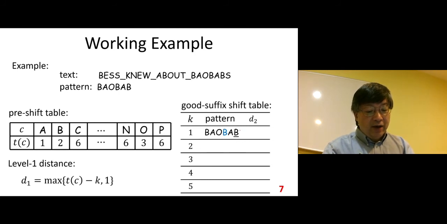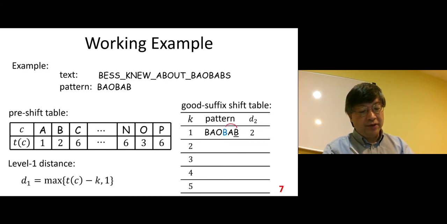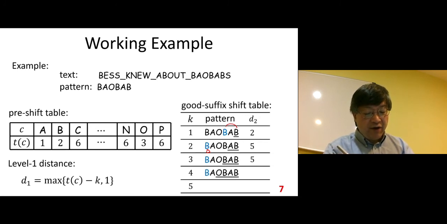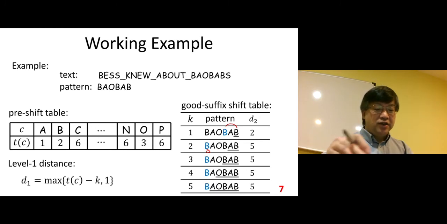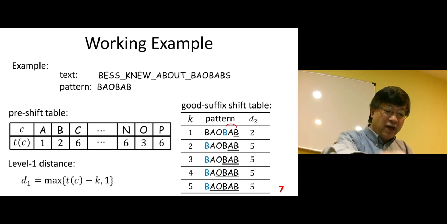All right. So suffix length 1, look at distance 2. Suffix length 2, look at the distance, BA, B here. So 5. Suffix length 3, 5. Suffix length 4, 5. Suffix length 5, 5. So the D2 distance can also be calculated easily, right?